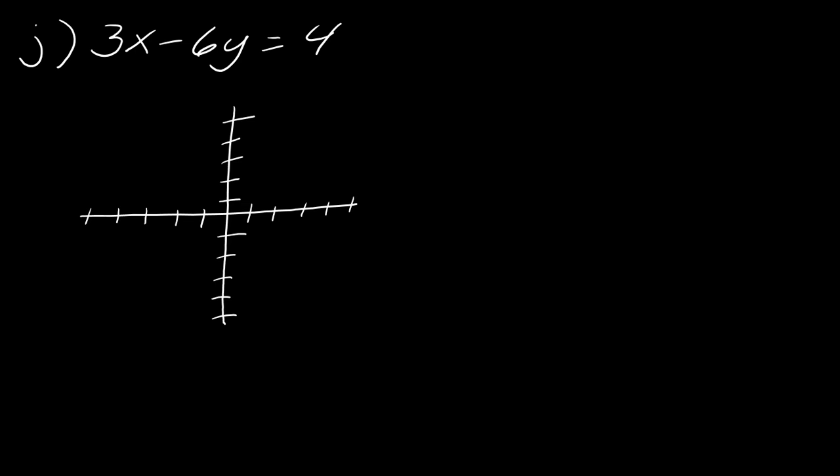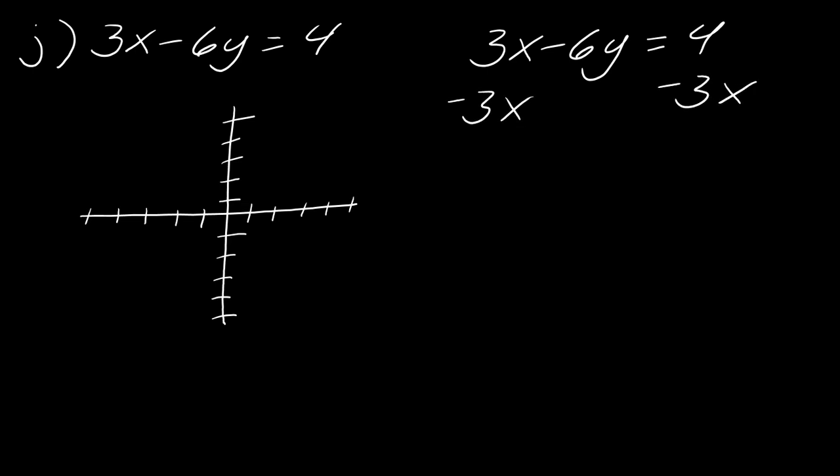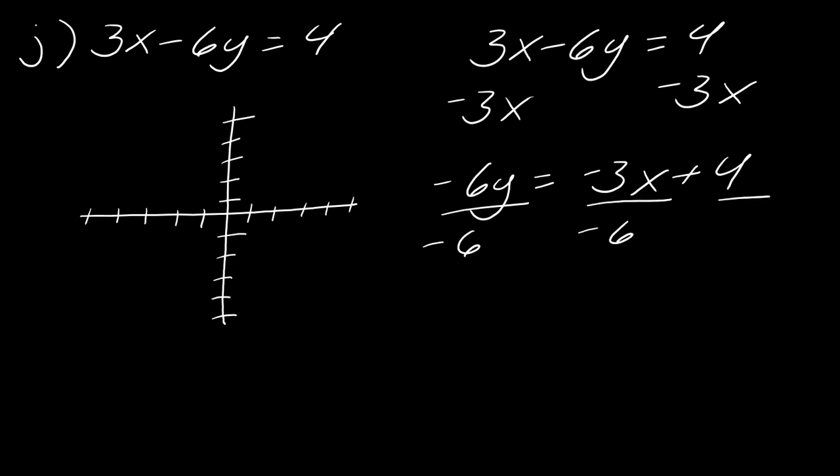And for this last one, now I've got 3x minus 6y equals 4. So once again, I'm going to take this equation and solve for y. So subtract off that. So I have negative 6y equals negative 3x plus 4. Divide everything by negative 6. And I get y equals 1/2 x minus 2/3.